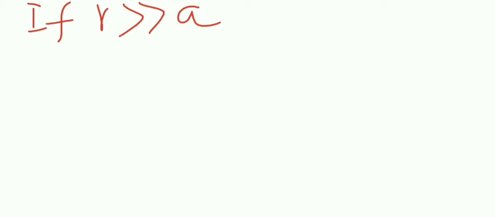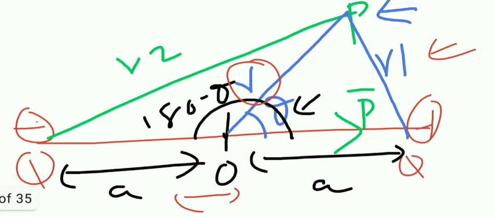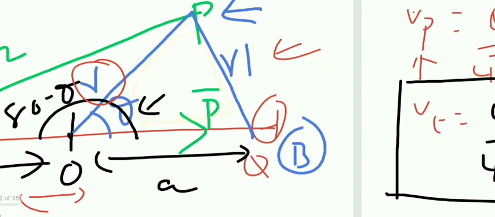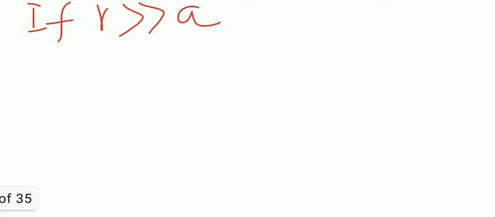If that is the case, we will do one manipulation. Let us assume this point is A, this point is B, and this is the center O. We are going to apply the cosine law to triangle BOP. What is BOP? BOP is this triangle. We apply the law of cosines to triangle BOP.